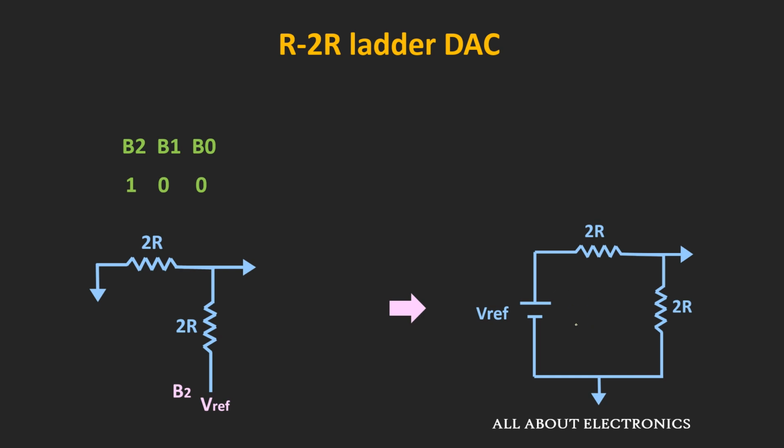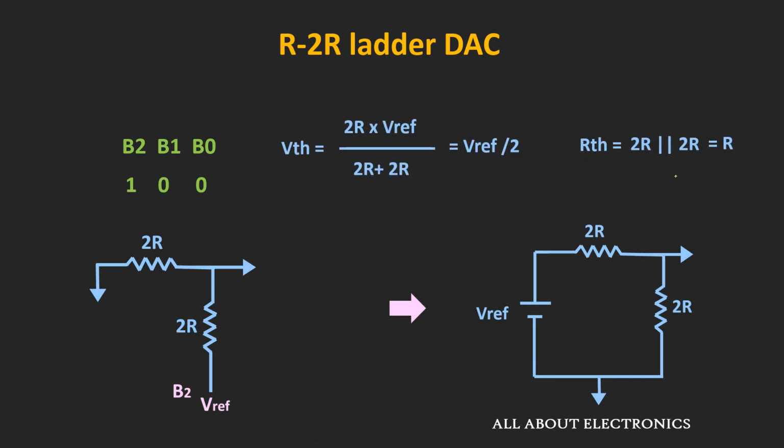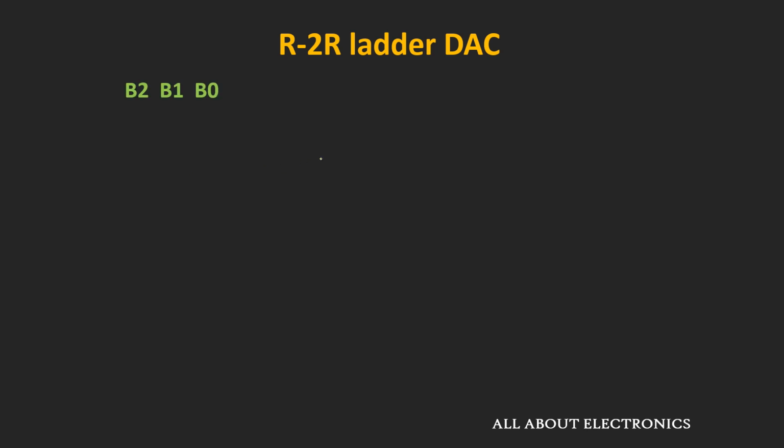And we already know that the Thevenin's equivalent voltage for this circuit is equal to V reference by 2 and the Thevenin's equivalent resistance is equal to R. So from this we can say that whenever this bit B2 is 1 and the remaining bits are 0, at that time the output of this ladder network will be equal to V reference by 2 volt. So from this we can say that whenever this bit B2 is 1, at that time the output of the ladder network is equal to V reference by 2 volt.